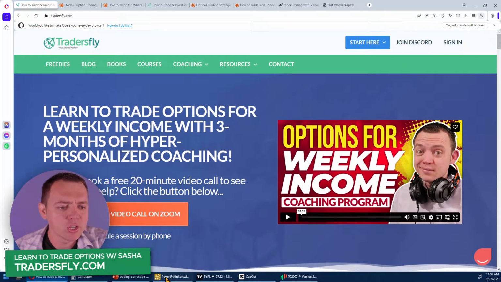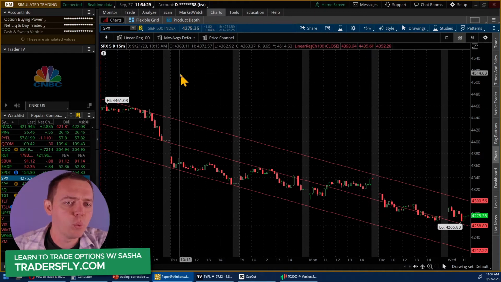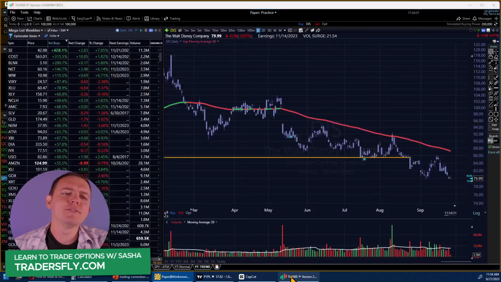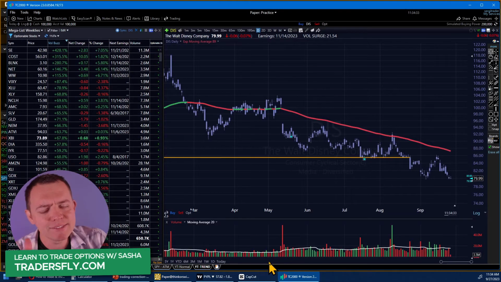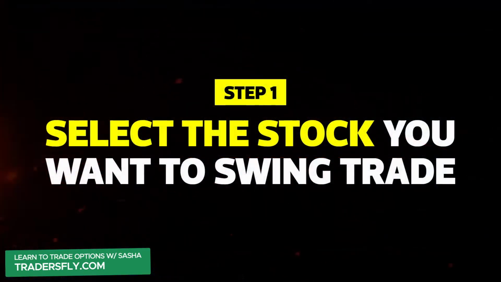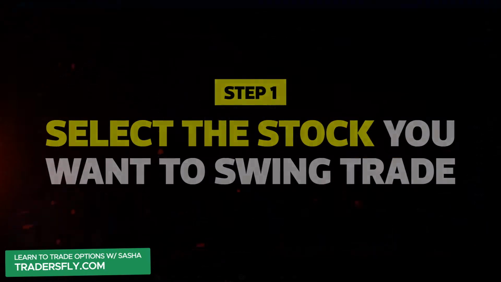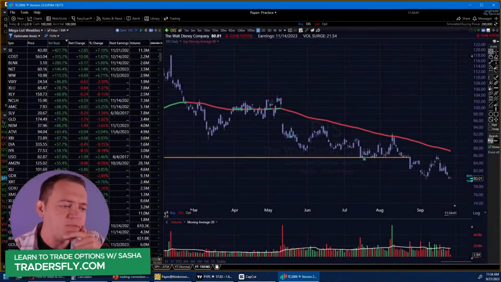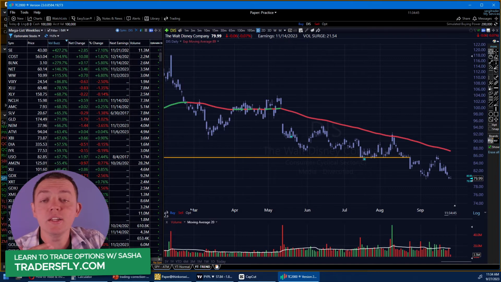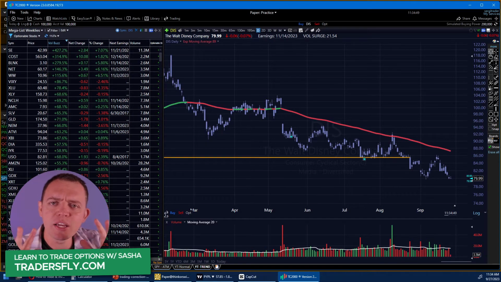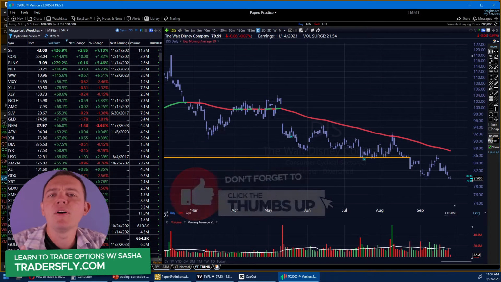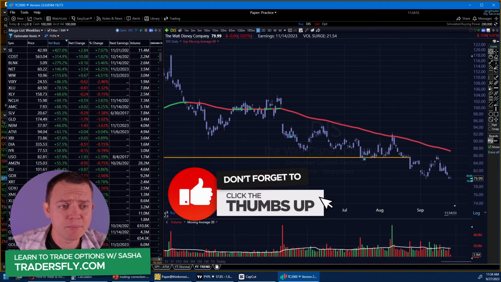All right, let's take a look at how to swing trade options. Now, first things first, there's step one. You've got to select the stock you want to swing trade. This could go along with step two because you could be doing some scanning first to select the stock. You could do the same stocks over and over again, week after week or month after month. I'm going to show you a weekly type of options trade that you could do time and time again.